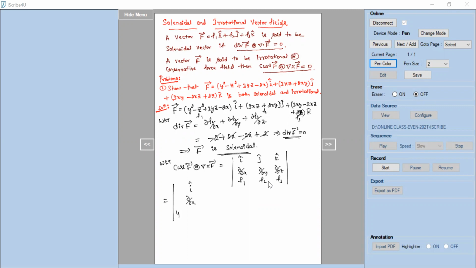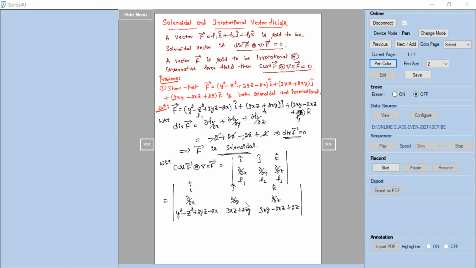And you know f1 is y square minus z square plus 3yz minus 2x. Next term was j cap. This is dou by dou y of f2. f2 is 3xz plus 2xy. The last term was k cap, dou by dou z of f3. f3 is 3xy minus 2xz plus 2z. So the values of f1, f2, f3 are substituted in this determinant.